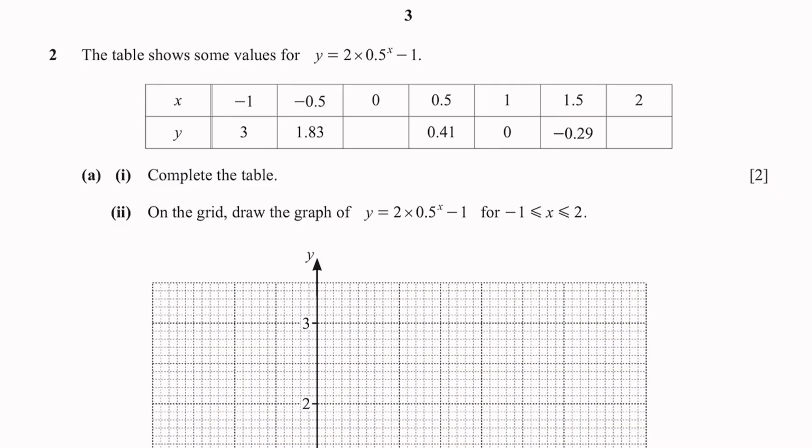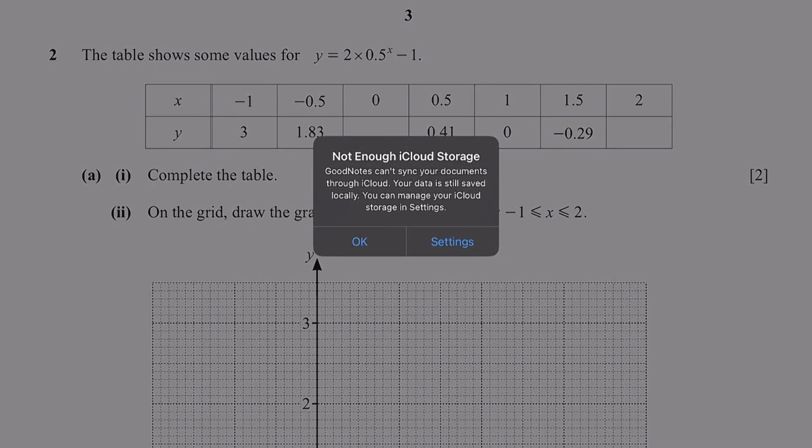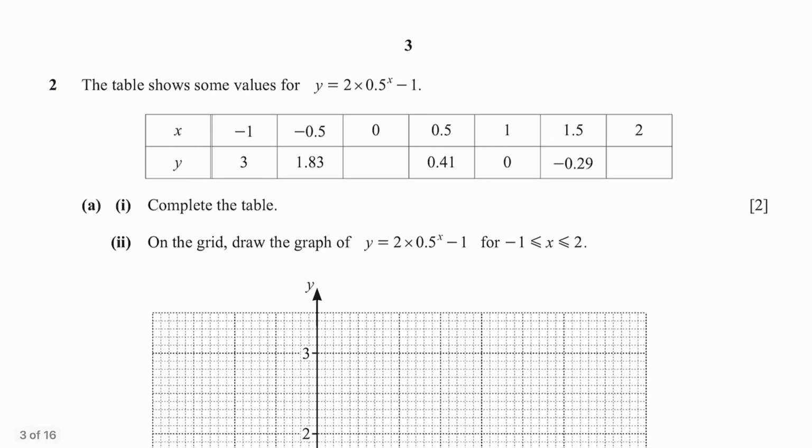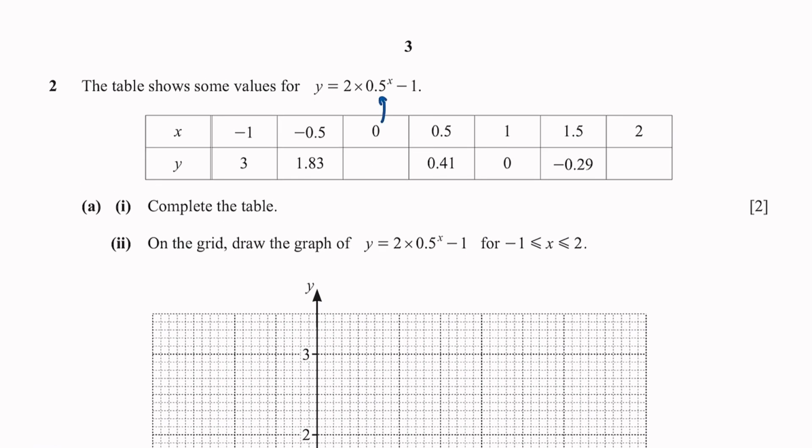The table shows some values for y equals 2 multiplied by 0.5 power x minus 1. Complete the table. In order to complete this table, you just have to input this value of x into this equation, and you will get the value of y. If x is 0, y will be 1. And if x is 2, y will be minus 0.5.